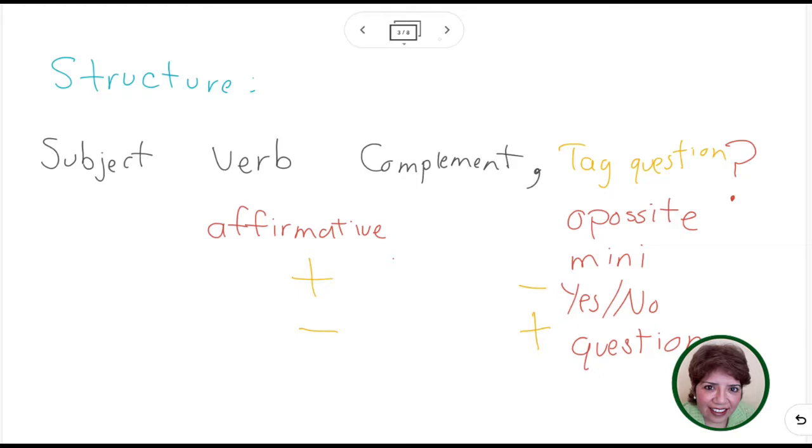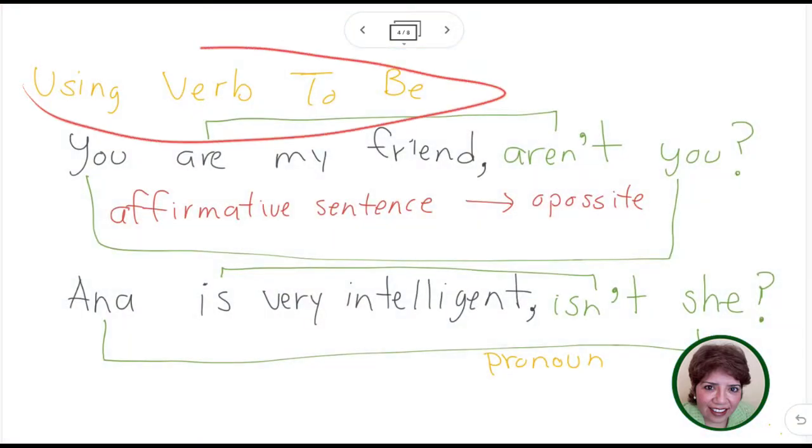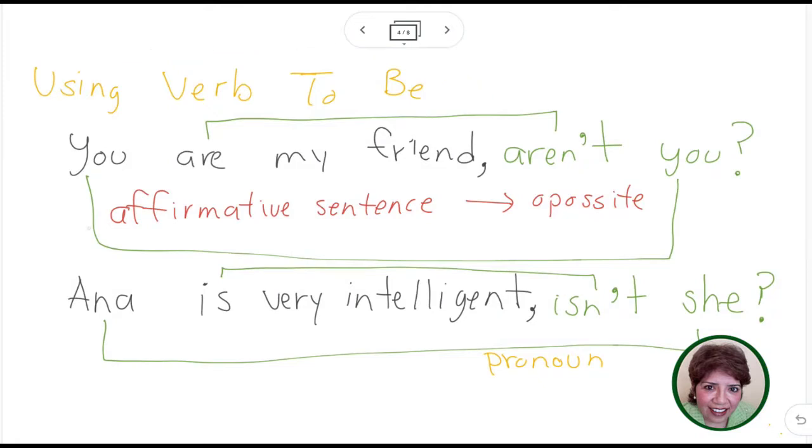Okay, let's see some examples. First of all, using the verb to be. We have here a sentence. You are my friend. You, the subject, verb, plus the complement. You are my friend. Then, our tag question is going to be the negative of the verb. In this case, the verb is are. You are. The negative form of are is aren't.